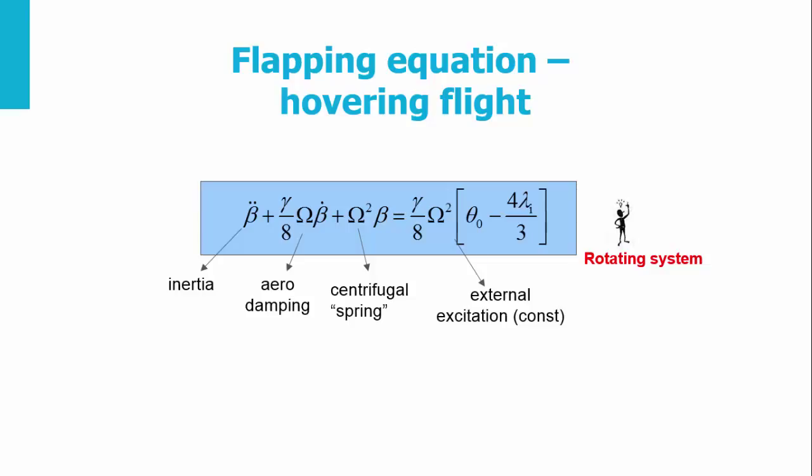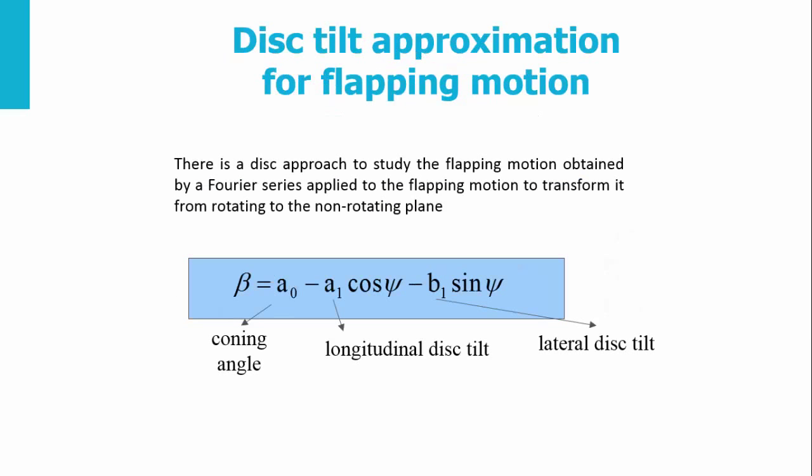Usually, we can express the flapping motion either in the rotating system, as it is expressed here, or we can express it in the non-rotating system. How shall we do this? We can use the disk-tilt approximation. One knows there is a disk approach to study the flapping motion, which is obtained by a Fourier series applied to the flapping motion in order to transform it from the rotating to the non-rotating plane.